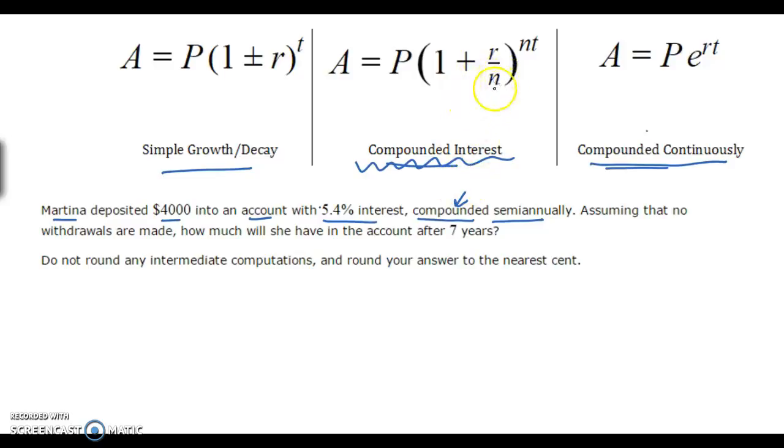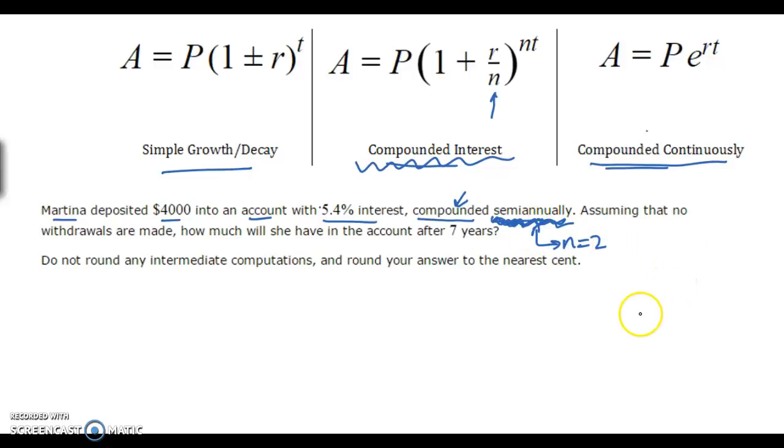And how to get that n value? This n represents how many times in a year the interest will be applied, or the interest will be compounded. So for a word like semi-annually, how many times a year do you think that's going to happen then? Semi-annually means twice per year. So that means our n value is going to be 2.